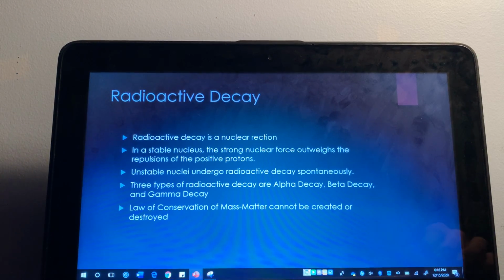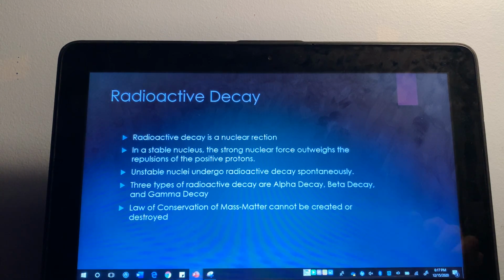Now, radioactive decay is a nuclear reaction. In a stable nucleus, usually the strong nuclear force will outweigh the repulsions of the positive protons, and it won't decay quickly. But unstable nuclei undergo radioactive decay spontaneously. Now, there are three main types of radioactive decay: alpha decay, beta decay, and gamma decay.